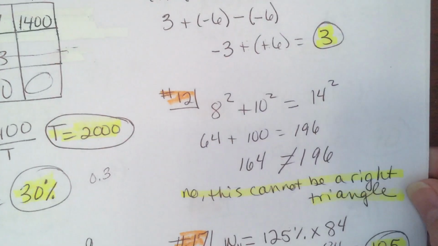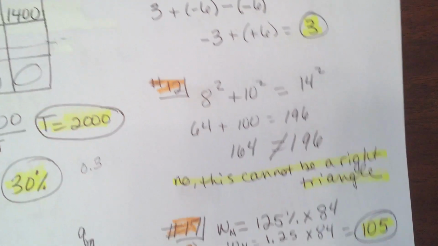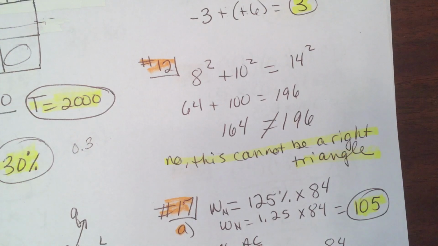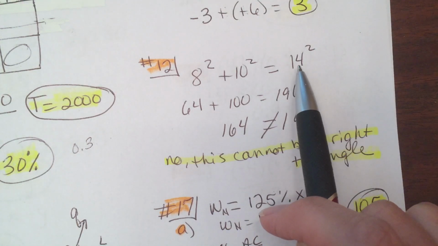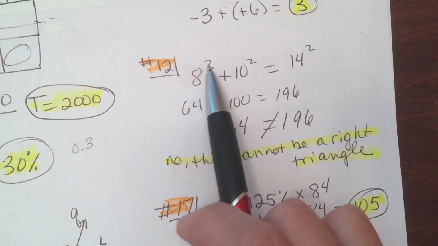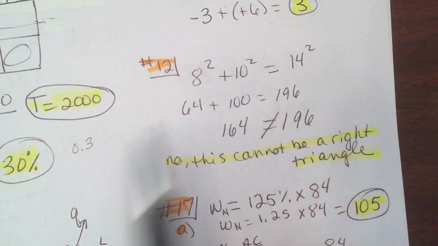Number 12. Number 12 says to determine whether this triangle could be a right triangle. So we learned that right triangles have to follow the rule that the longest side has to be the hypotenuse, and the square of it has to be equal to the square of the other two sides added together.